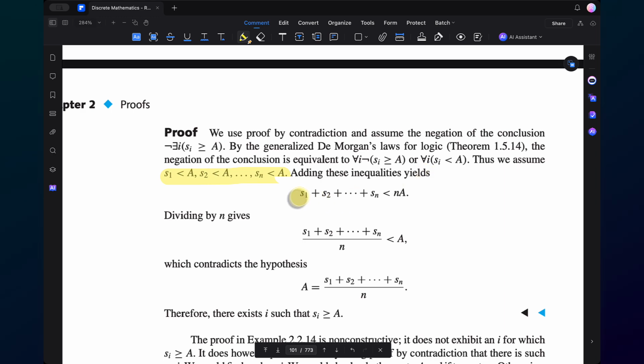Then when we add them all together, that's less than n times A, right? And now just divide both sides by n. n is a positive number. And then you would get this average is less than A. But that's wrong. That's a contradiction, because our assumption is that A is actually equal to that quantity right here.